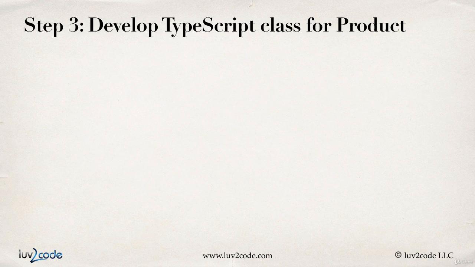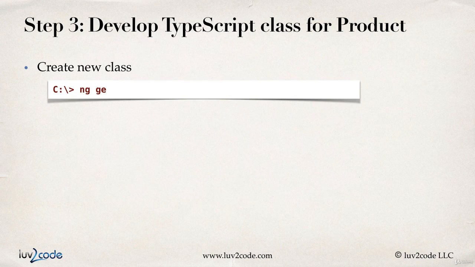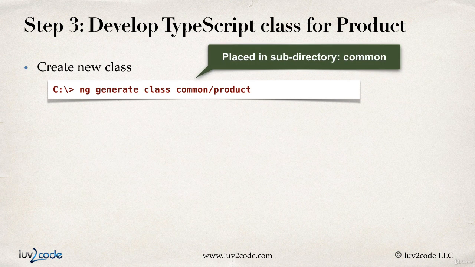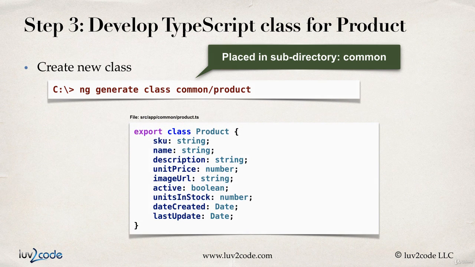In step 3, we'll develop our TypeScript class for our product. This is just a very basic TypeScript class that's going to hold the data for us. So we make use of ng generate class common/product. It'll create a very basic class that's just a shell, and then we'll add in these properties for our given product. And these are the same properties that are exposed by the REST API.